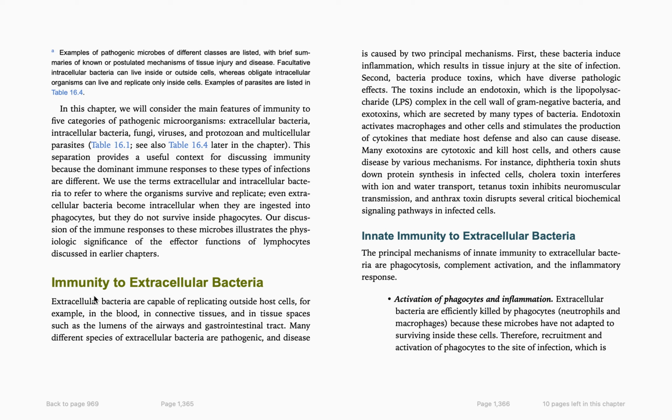In this chapter, we will consider the main features of immunity to 5 categories of pathogenic microorganisms: the extracellular bacteria, intracellular bacteria, fungi, viruses, and protozoa and multicellular parasites. See table 16.1, and see table 16.4 later in the chapter. This separation provides a useful context for discussing immunity because the dominant immune responses to these types of infections are different.